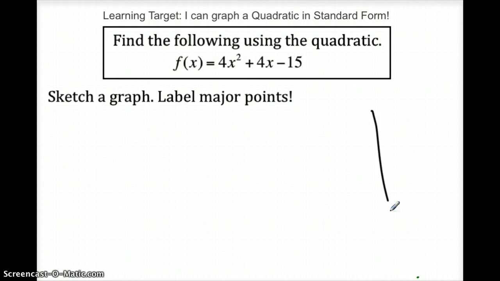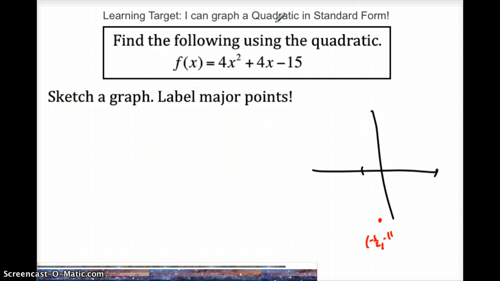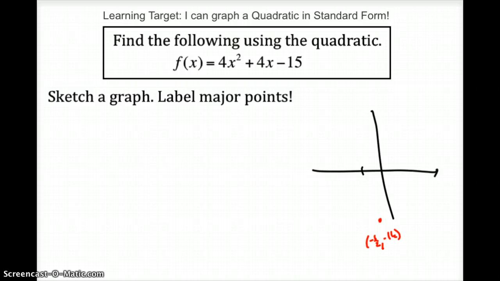So the last thing we have to do is to graph this guy. So I'll do a quick sketch. My vertex was negative 1/2, negative 16. So negative 1/2, negative 16. And my y-intercept was 0, negative 15, so roughly here.